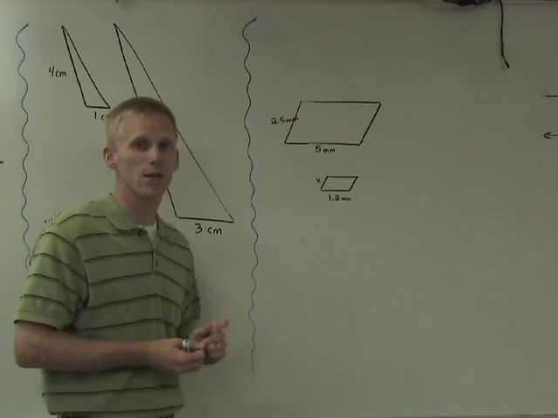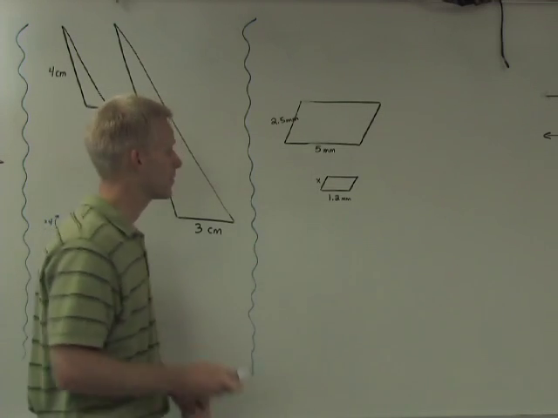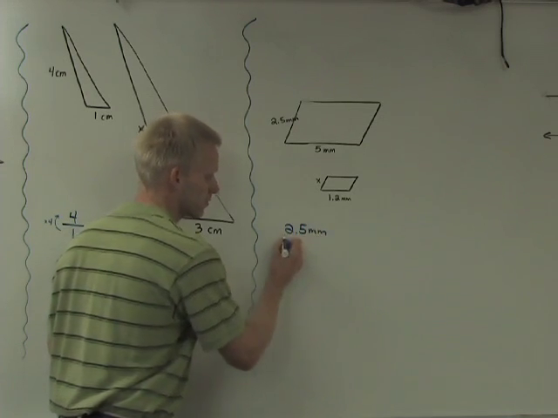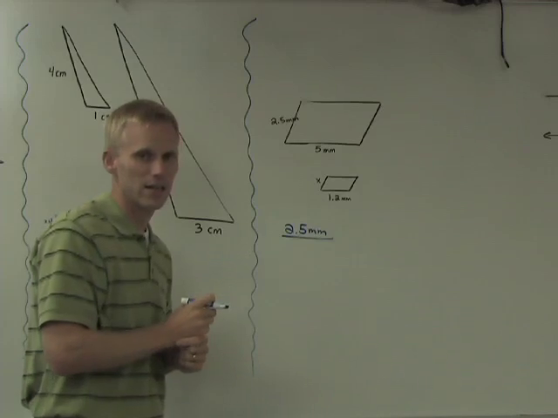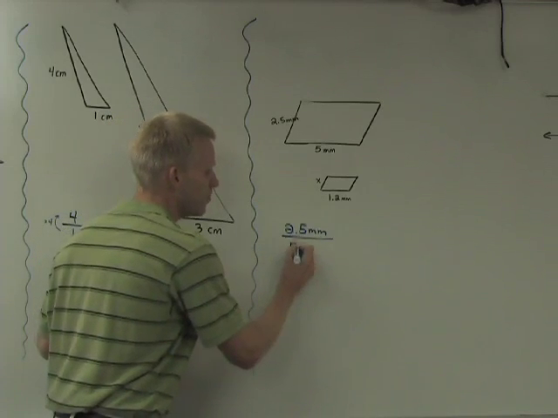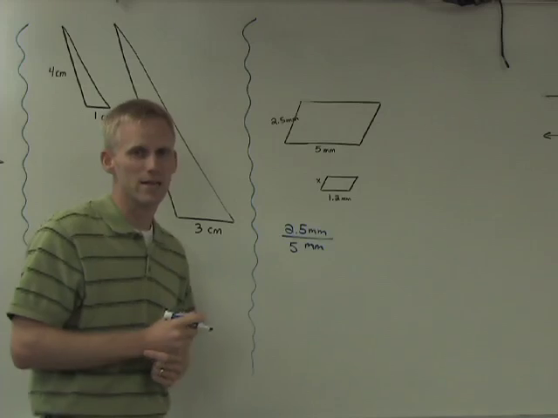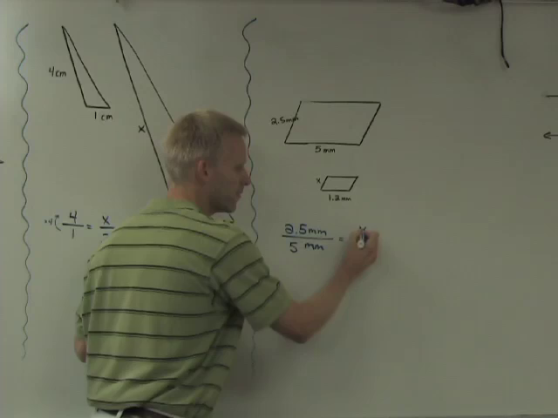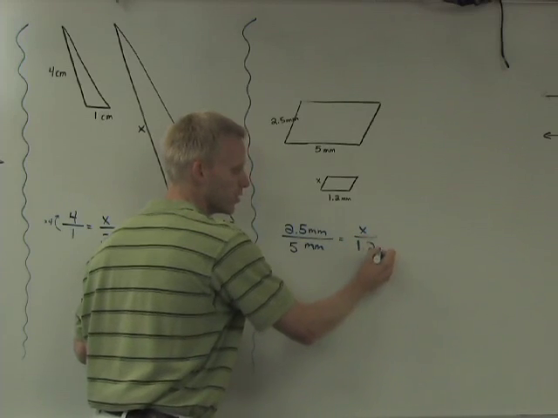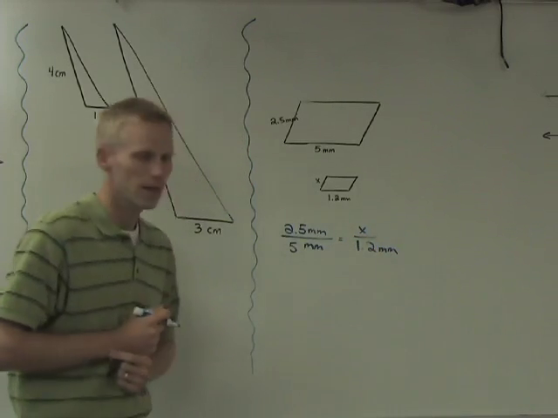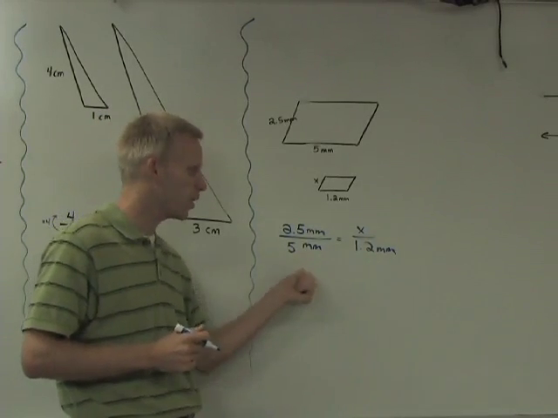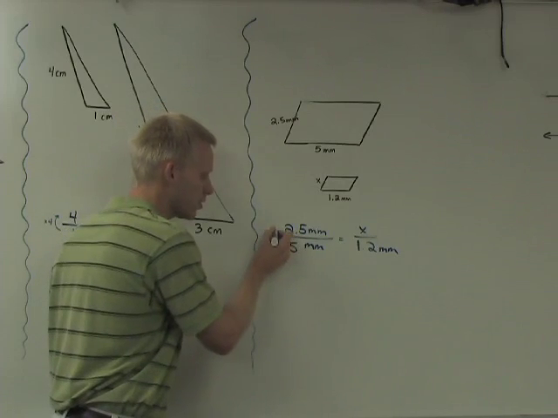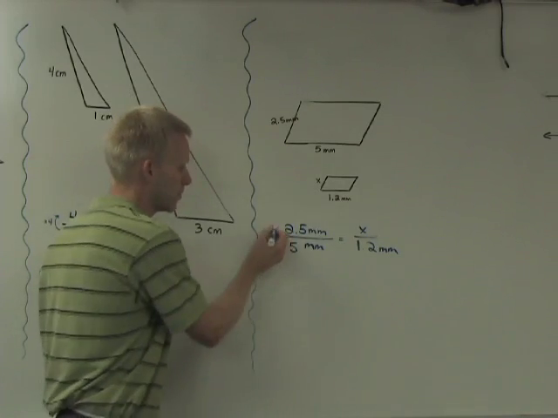But if we can use equivalent ratios, it will be much easier. What we can say is 2.5 millimeters, the slant height of our big one, can be put into a ratio with its base of 5. We know that that is equivalent to a second ratio of x compared to 1.2 millimeters. Now here, again, we can't see how our denominators match up to each other, but what we can see is that there's a relationship here.